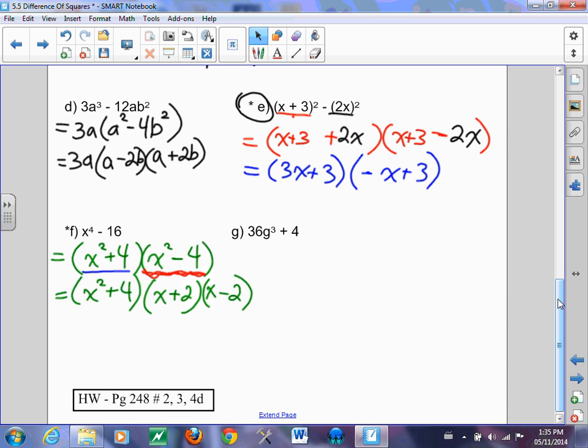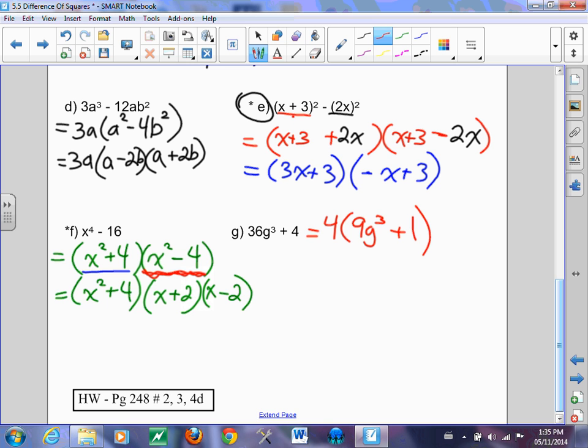And the last one here, folks. Notice, ladies and gentlemen, can you common factor anything out? You can common factor out a 4. So you take 4 out, and what are we left with? We're left with 9g cubed plus 1. Look in the brackets, ladies and gentlemen. Do we have a difference of perfect squares? No, we actually have an addition.